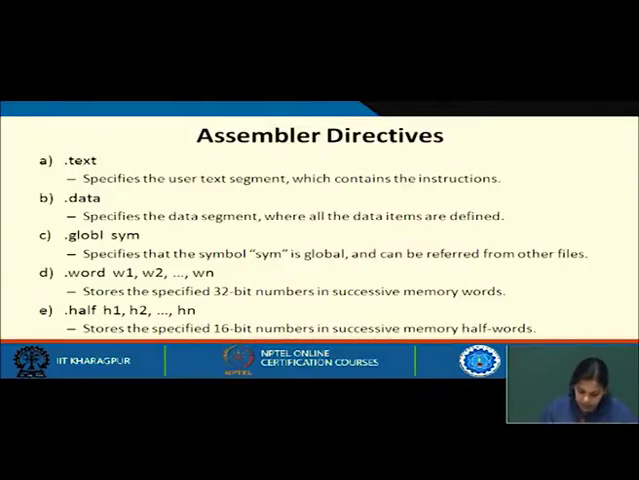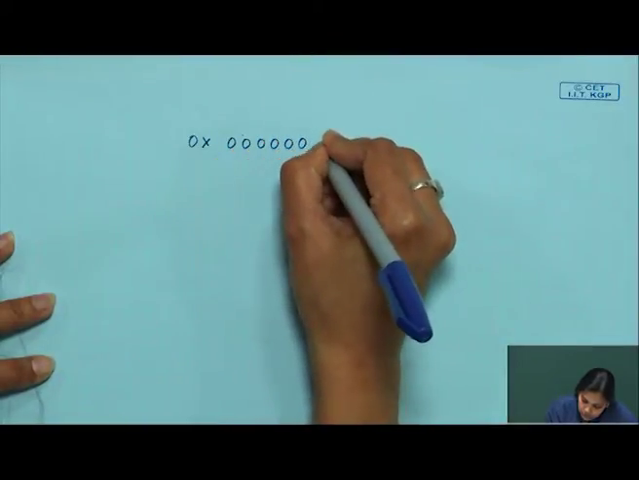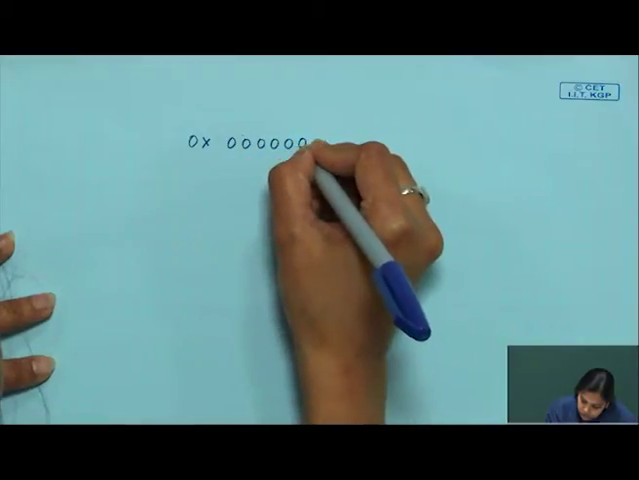Let us say my address starts, it is a hexadecimal address, and the address starts from 0x00000000.